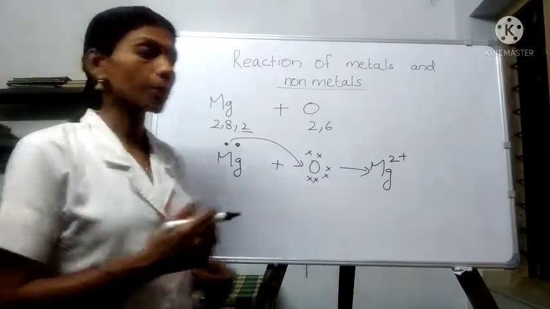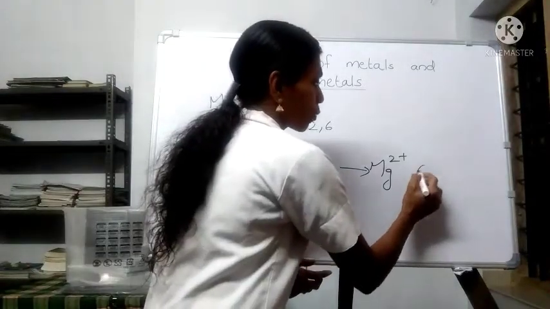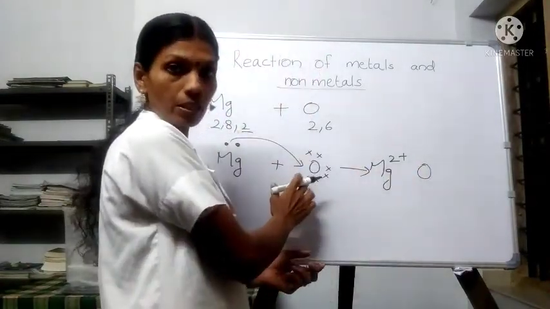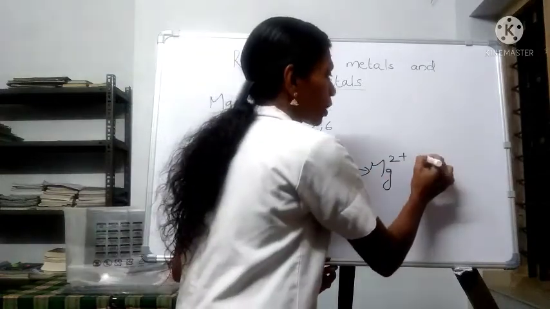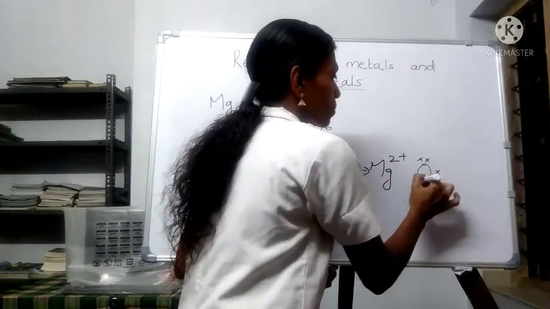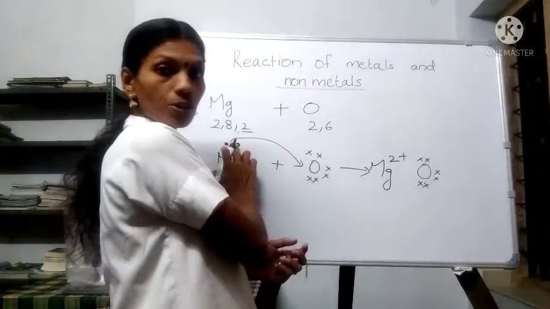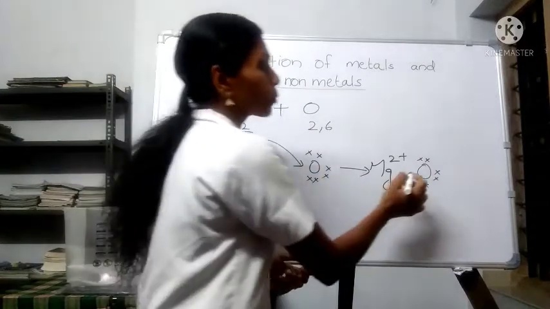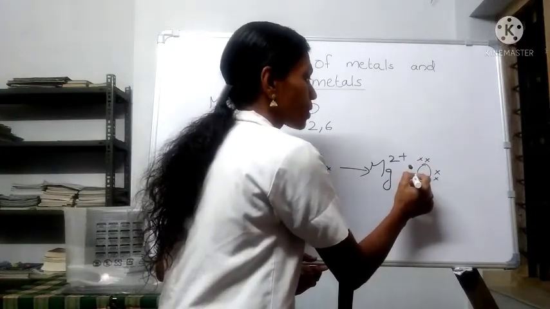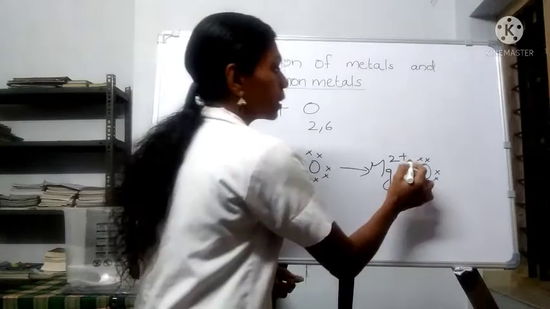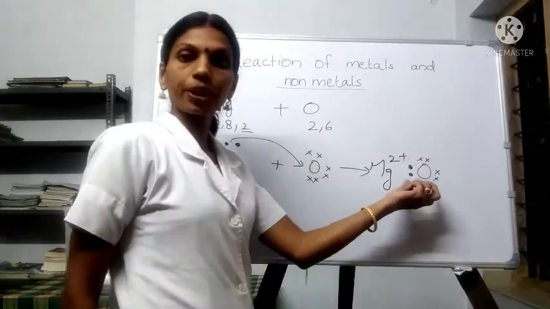How can we represent it? First, we have to write the symbol of oxygen. Then it already contains 6 electrons. Those 6 electrons we have to draw here. Okay. 6 crosses we have to put. Then 2 electrons it is getting from magnesium atom. Those 2 electrons we have to draw as dots itself. Okay. Then here oxygen is getting total 8 electrons.